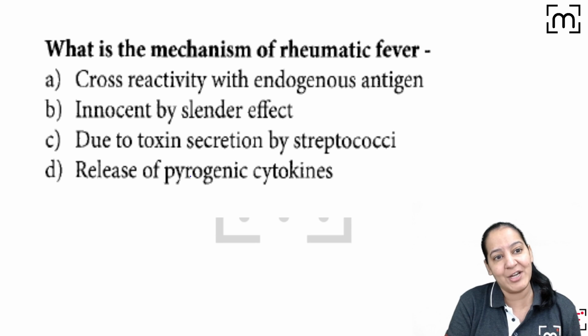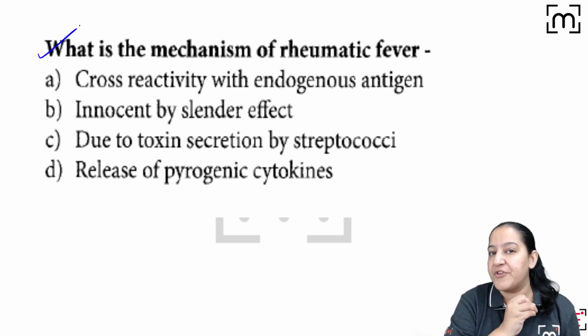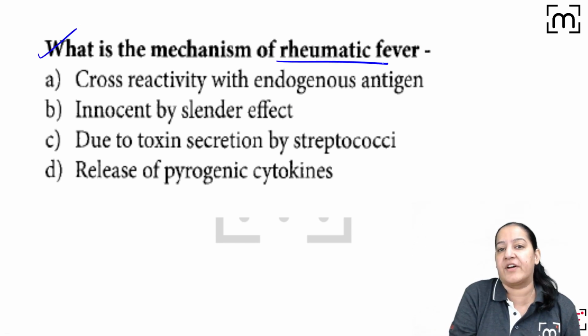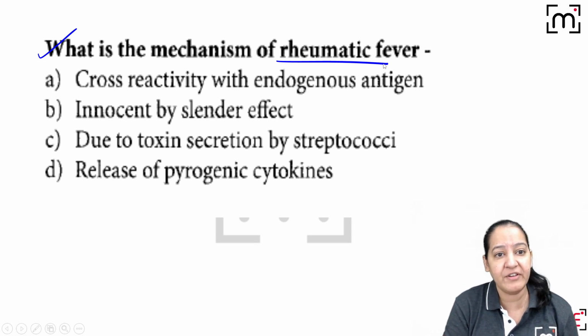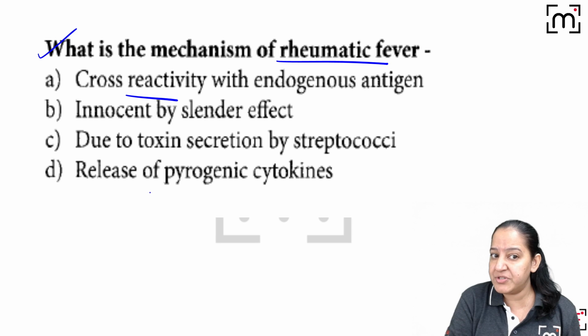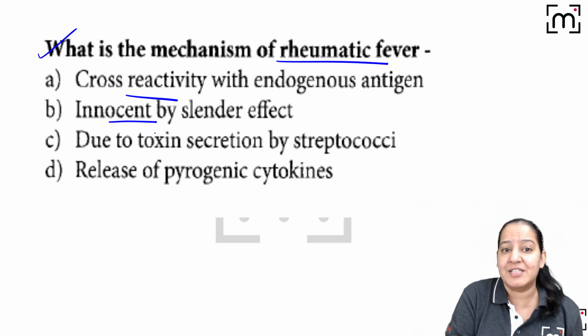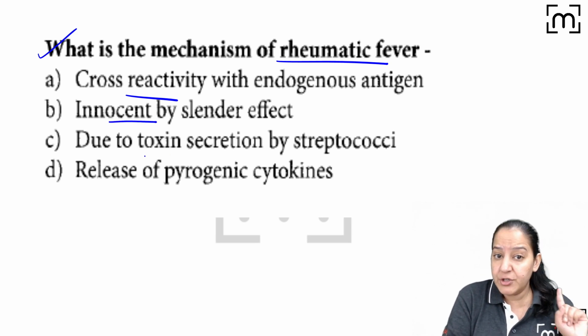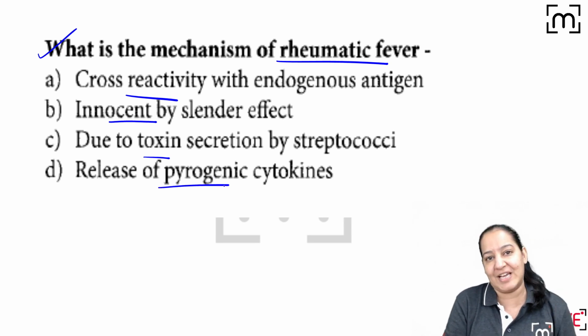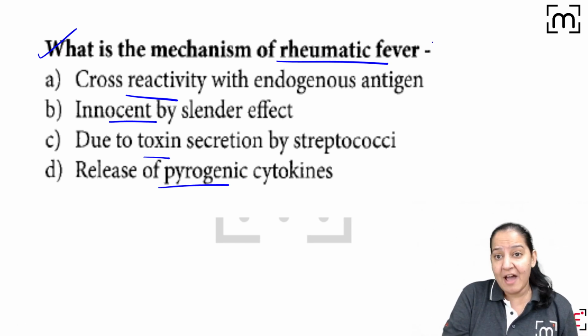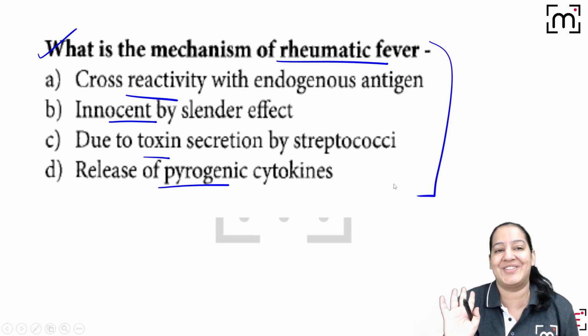The first question I would like to ask is: what is the mechanism of rheumatic fever? I am going to teach you rheumatic fever, but do you know what rheumatic fever is and what the mechanism of rheumatic fever is? Is it cross reactivity with an endogenous antigen? Is it innocent bacillus effect? Is it due to toxins secreted by some bacteria like streptococcus, or is it release of pyogenic cytokines? Do you know the answer? If you have confusion, please watch the lecture ahead.